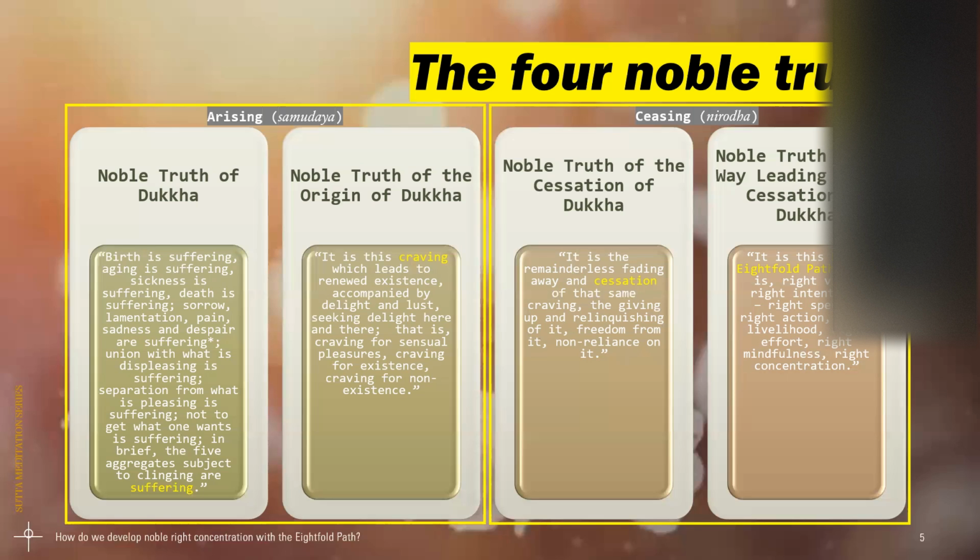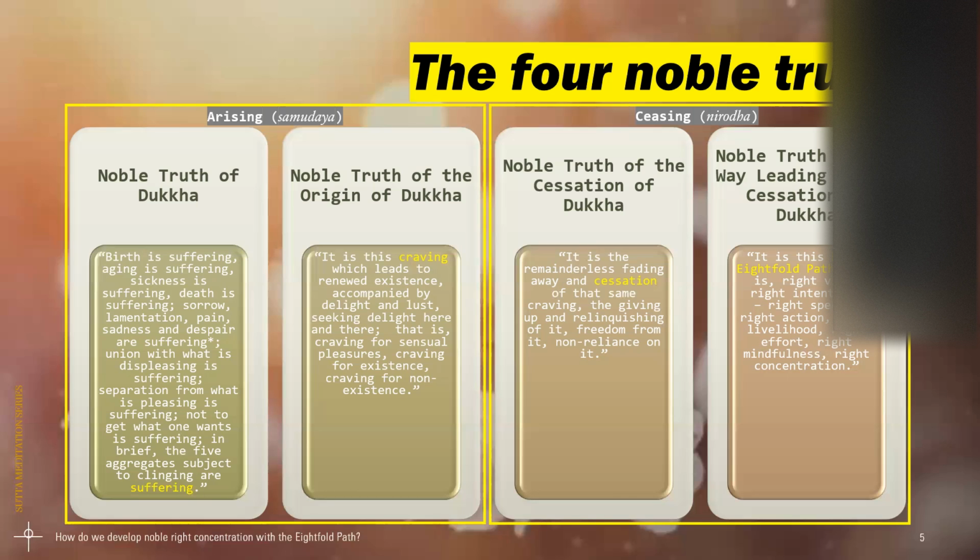The second Noble Truth is there is the origin of suffering, which is craving. The third Noble Truth is the cessation of suffering. And then the fourth Noble Truth is the way leading to the cessation of suffering, which is what we know as the Noble Eightfold Path. And that's what we're going to focus on today.